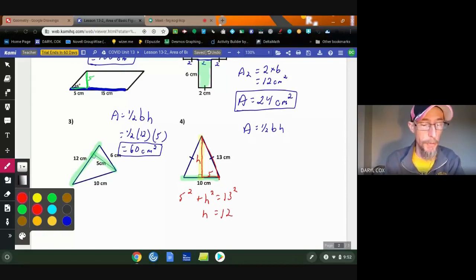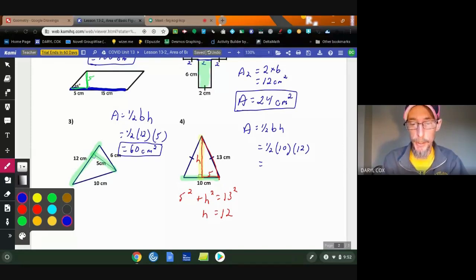So now that I know my height, I can go back and put all that into my formula. What is the area of this triangle? So you calculated 1/2, base of 10, height of 12. Make sure you use 10 for the base. That's where people make their mistake. They get stuck with the half, the part of the triangle they were looking at in red. So that's going to be 60 centimeters squared.